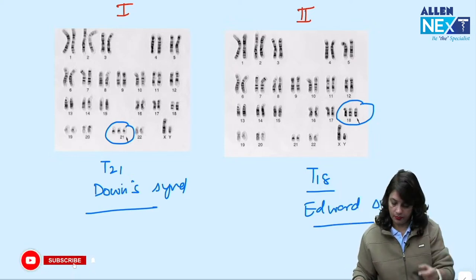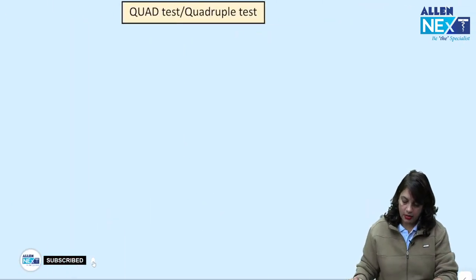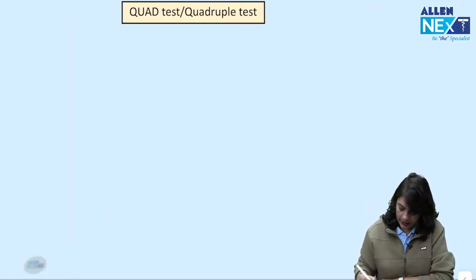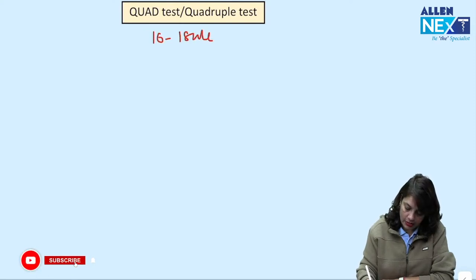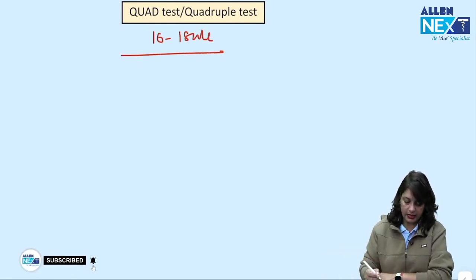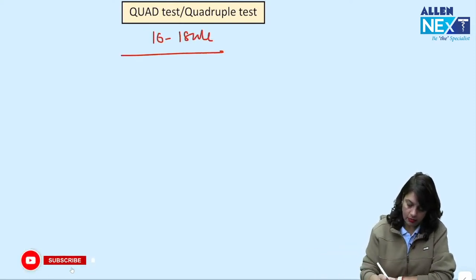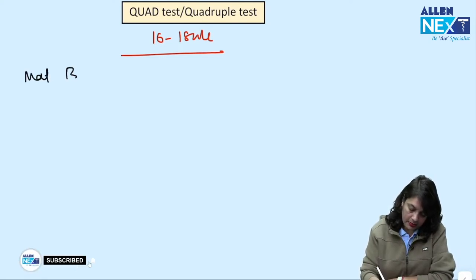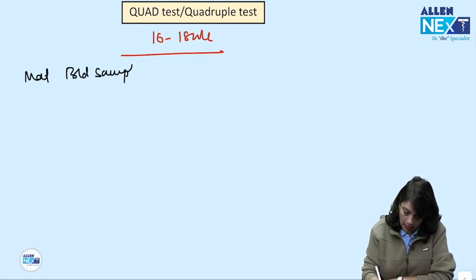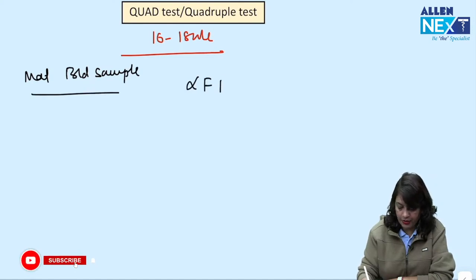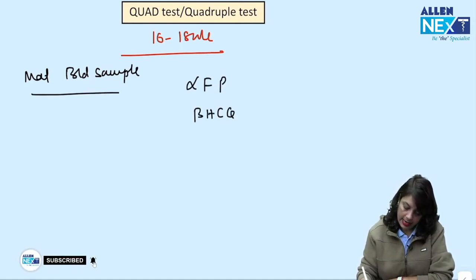Edwards syndrome. Next, quad test. Quadruple test is done around 16 to 18 weeks. It's a second trimester screening test. You take the maternal blood sample and you do the markers, alpha fetoproteins, beta HCG.